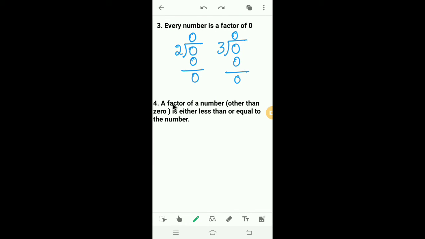Fourth property of factor: a factor of a number is either less than or equal to the number. For example, factors of 4 are 1, 2 and 4. Here we can observe these two factors are less than 4 and this factor is equal to 4. So we can say a factor of a number is either less than or equal to the number.